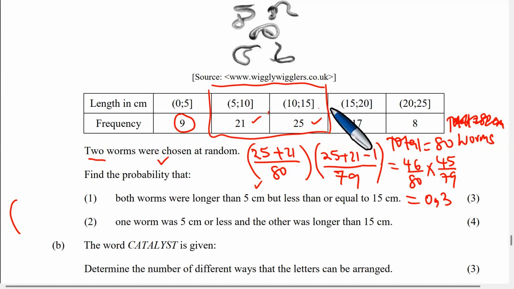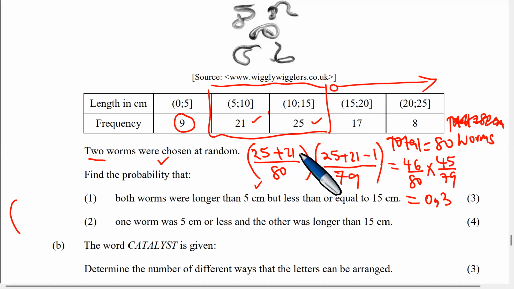Longer than 15. It was not just 15. So it was longer than 15. So it was like from 15 up to somewhere there. Bigger. Right. So I'm putting an open circle here because 15 itself is not included. Okay, let's continue and solve the probability question.